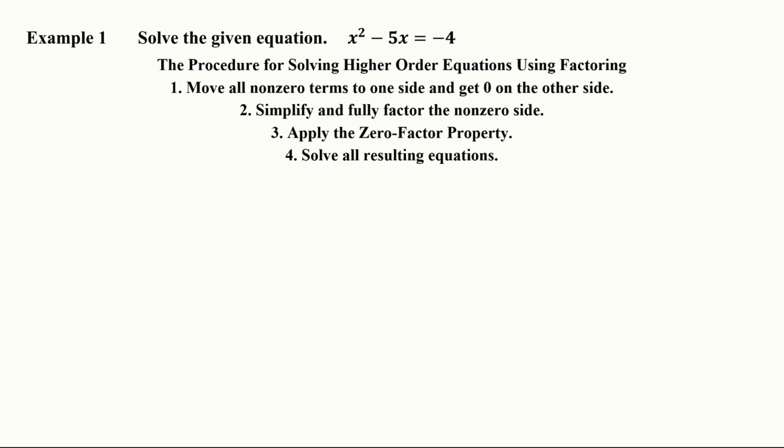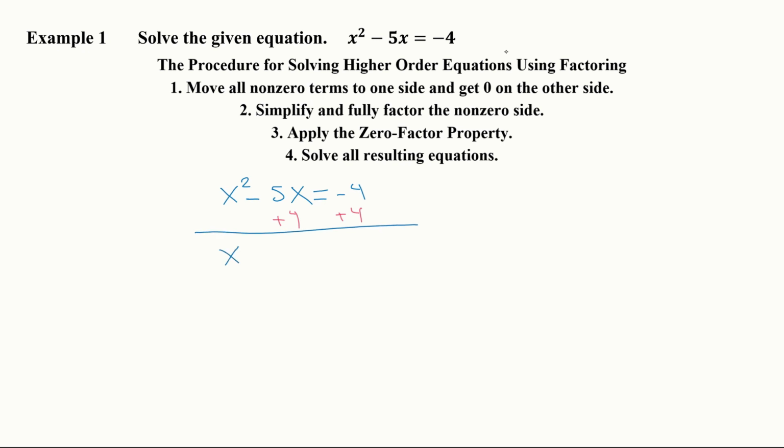All right, so let's say we want to solve the equation x squared minus 5x equals -4 using factoring. Remember that we're going to move all the terms to one side and get 0 on the other side. So we have x squared minus 5x equals -4. Let me just write the whole equation over again. We want to move the -4 to the other side, so we're going to add 4 to both sides, right?